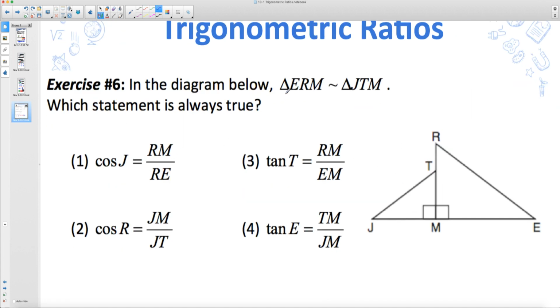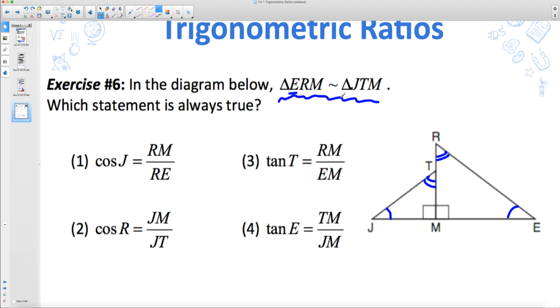This one here is pretty tricky, and we need to take into account that they're telling us that these 2 triangles are similar. Since they're similar, their corresponding angles are congruent. So angle E we know is congruent to angle J. Angle R is going to be congruent to angle T. And these 2 are both congruent because they're both right angles.